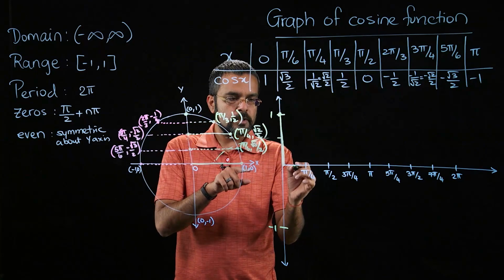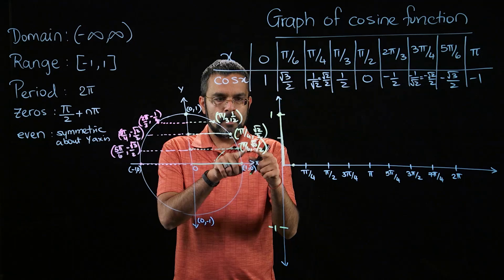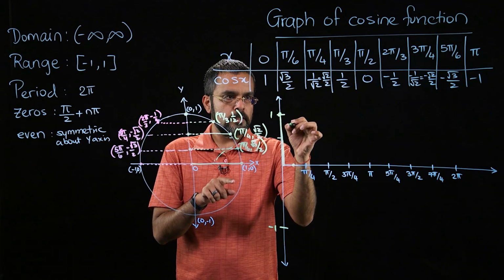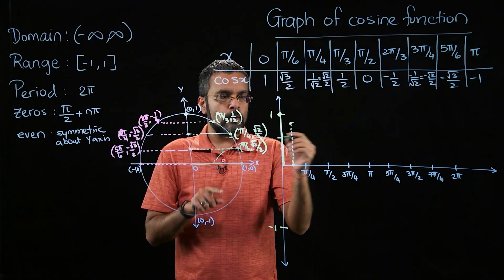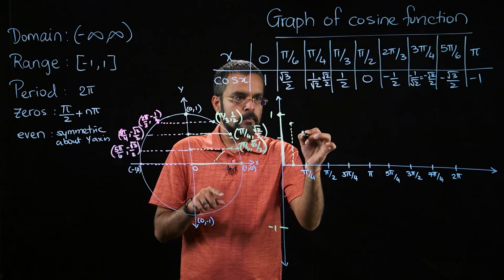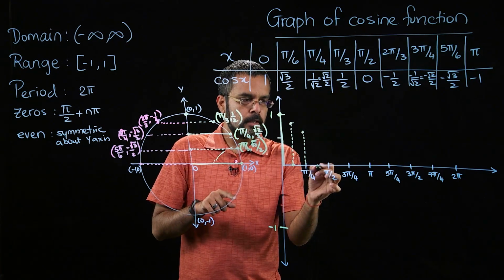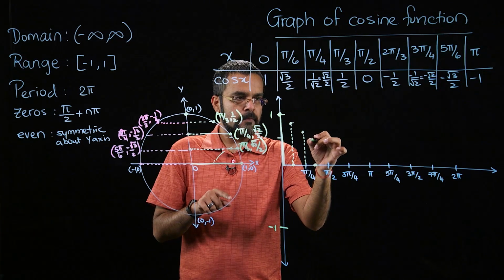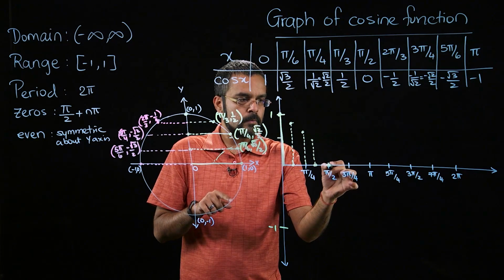At pi over 6, which is somewhere around here, I'm going to get root 3 over 2, and root 3 over 2 is going to be somewhere around here. So that's root 3 over 2. At pi over 4, it is root 2 over 2, which is about here. And then at pi over 3, it's going to be somewhere around here. That's 1/2. At pi over 2, it's 0.